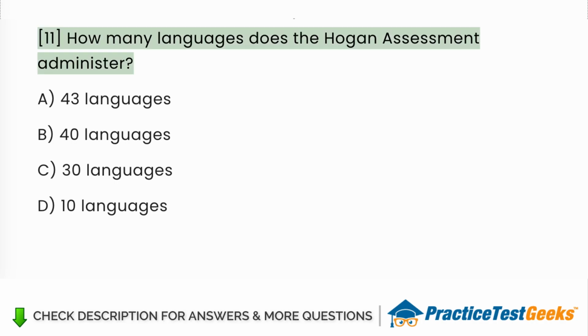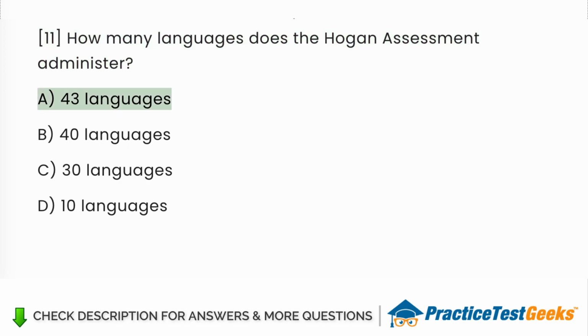How many languages does the Hogan Assessment administer? A. 43 languages. B. 40 languages. C. 30 languages. D. 10 languages.